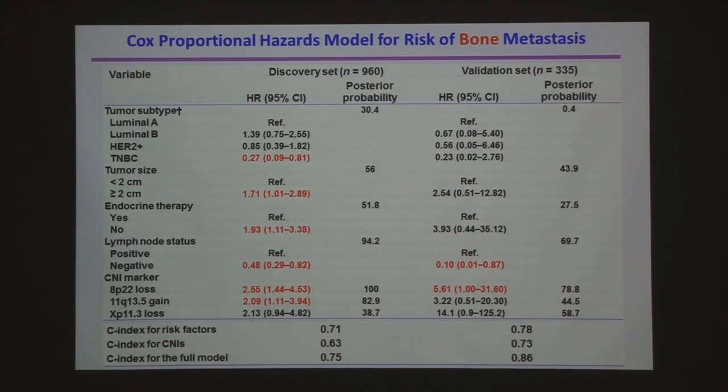Then we added in the copy number imbalances, and these were the 3 that fell out. We looked at the entire data set to see which ones could be important in predicting bone metastasis. These 2 were significantly associated, and it was validated in the validation group for the 8p22 loss. These were less significant, but when we analyzed our data in the model, they seemed to be relatively important of the top 3 markers.